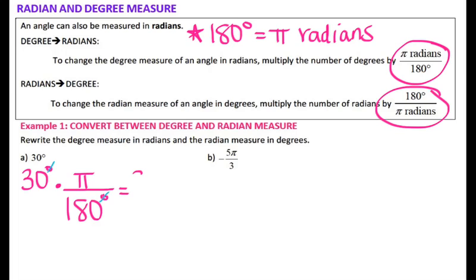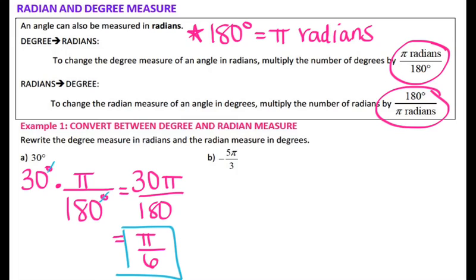So I can go ahead and multiply straight across. So that's 30 pi over 180, which reduces to 1 pi over 6. So that means the angle measurement for 30 degrees in radians is pi over 6 radians.